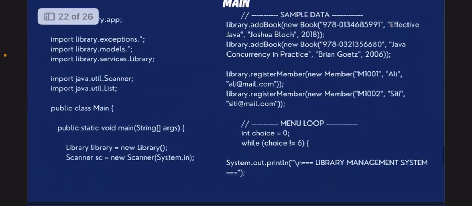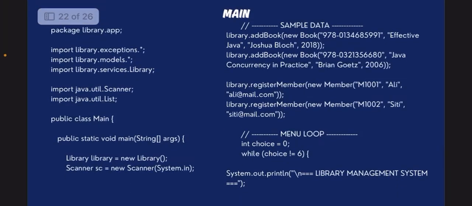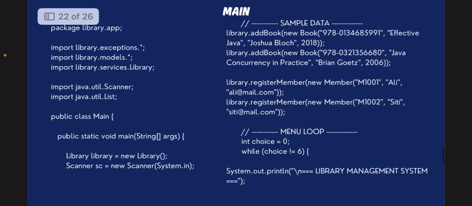So this is the code. For the Main class, we created sample data for books and members, a menu system, and options to list books, search by title, register members, and borrow and return books. The Main class acts as the user interface when users interact with the system through the console.